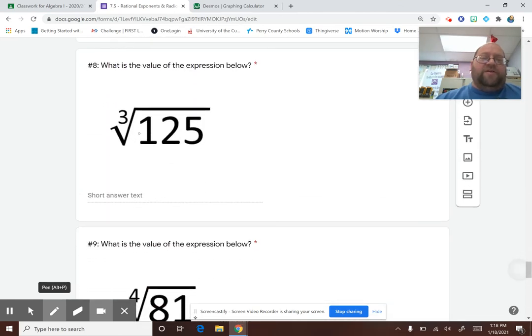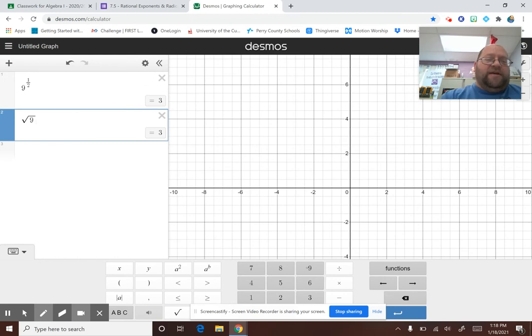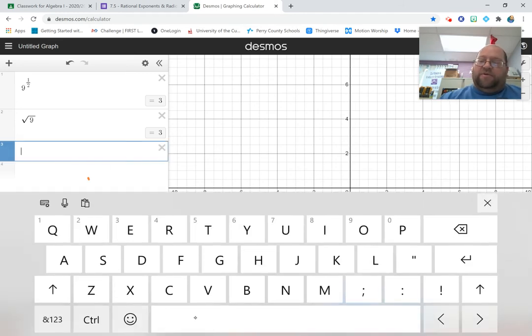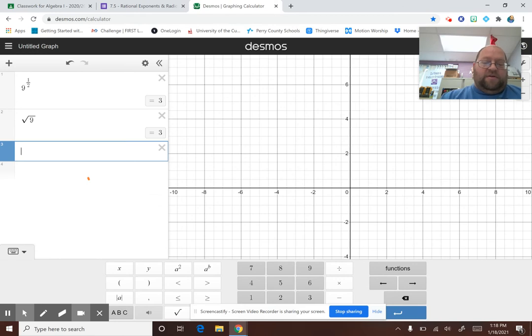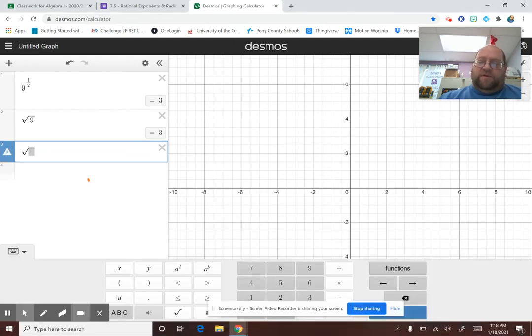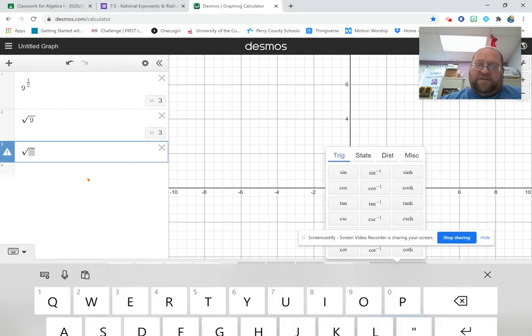Okay, so the 3rd root of 125. This one may be, in particular, something that you've never seen before. So let's go back over to Desmos real quick. And I'm just going to add myself a new line here. And I'm going to put the square root symbol. And you notice that it's trying to do the square root, which is not really what I want, okay? So let's see if we've got any other options here for this particular thing on this calculator. Let's go to functions.